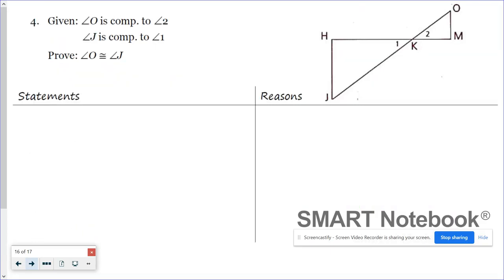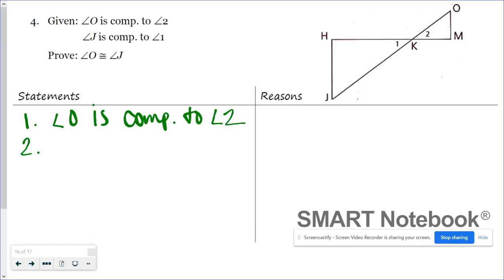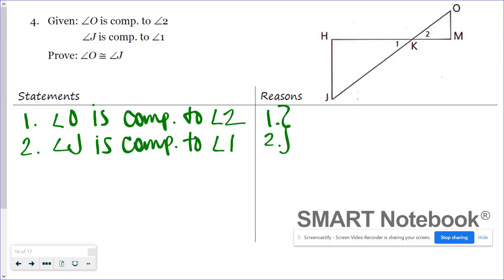So let's write down our given information and then we'll get started. Angle O is complementary to angle 2. And angle J is complementary to angle 1. Now, our goal is to prove that angle O is congruent to angle J. Is there anything jumping out at you? Complementary. Yeah, I'm seeing that too.